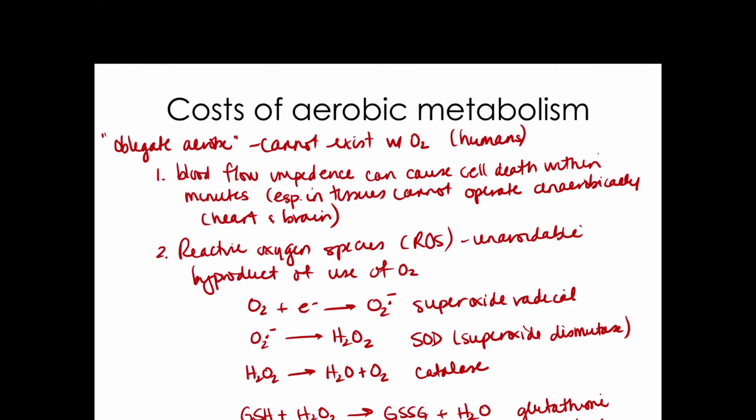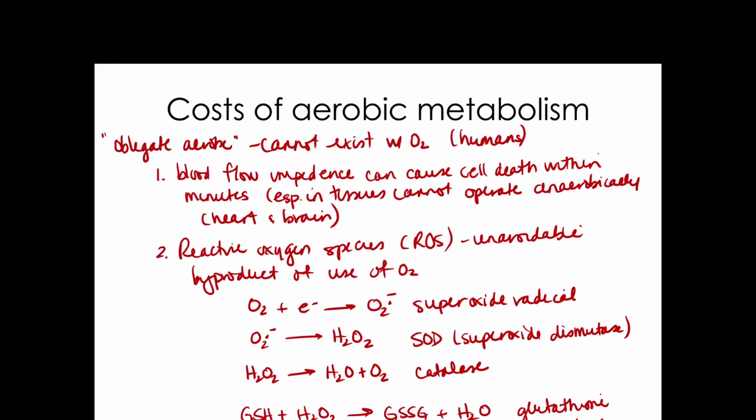We can operate in an anaerobic state for short periods of time, but not for long periods of time. And so when we talk about the costs of aerobic metabolism, we can think about that in two ways that we're going to discuss. Lots of applications here, but two that we're going to focus on. One is the physiologic aspect: impeding blood flow can cause cell death. And it can cause cell death within minutes because there's certain tissues, especially the heart and the brain, that cannot operate anaerobically. And so if you deprive those tissues of oxygen, it can be very problematic for those two tissues. The other one that we're going to spend a little more time talking about is the generation of reactive oxygen species. And again, this is an unavoidable byproduct of using oxygen.